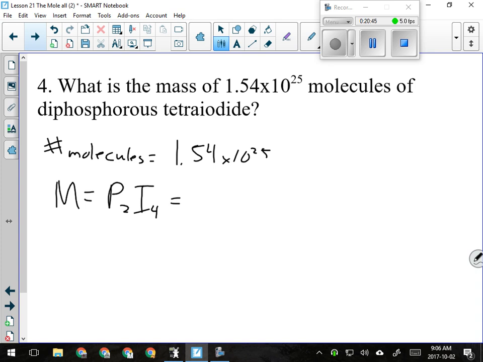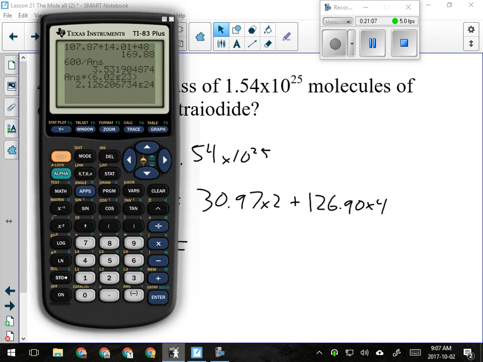All right, so we got 30.97 and 126.9. Times 2, is my 2 phosphorus, plus 126.90 times 4. This is a heavy, heavy molecule. So we got our 30.97 times 2 plus 126.9 times 4. All right, so 569.54 grams per mole.